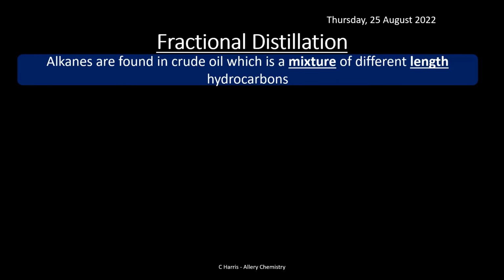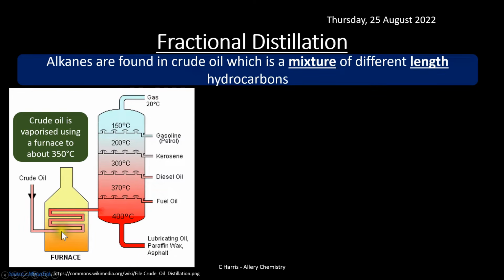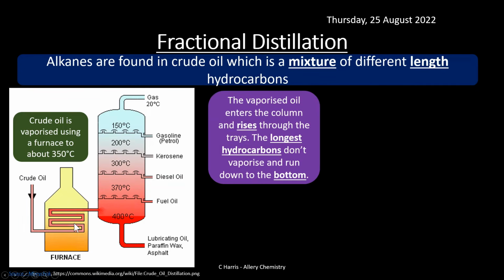Like I say, it's found in crude oil as a mixture, and this is an example of a fractionating column. What happens is the crude oil is vaporized. Once it's dug out of the ground, it's vaporized in a furnace, and you can see it goes in here and is heated to about 350 degrees Celsius. Crude oil has a mixture of different hydrocarbons in it. Once it's been in there, it then enters the column. It goes in at the bottom, as you can see there, and rises through the trays.